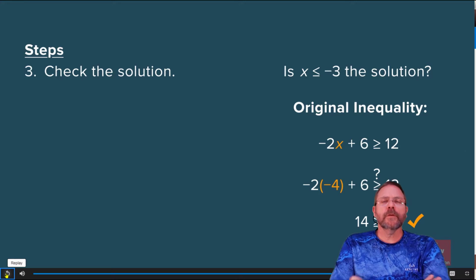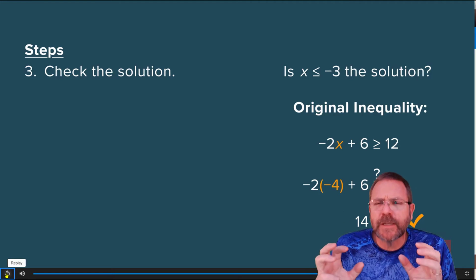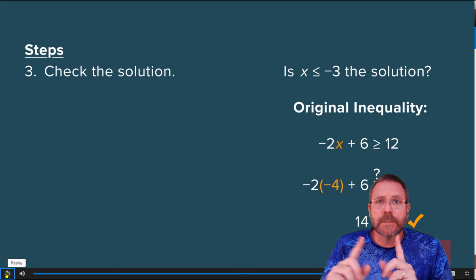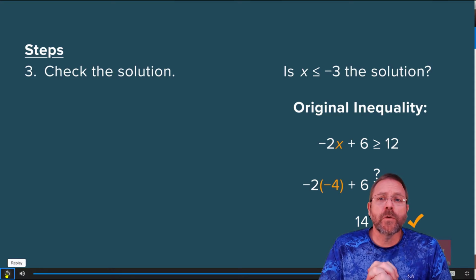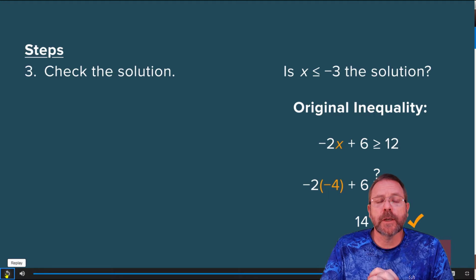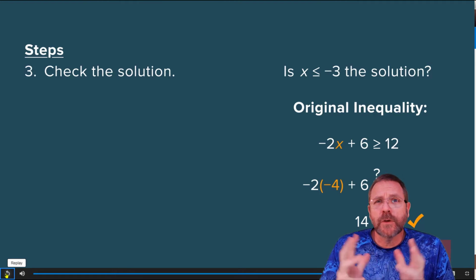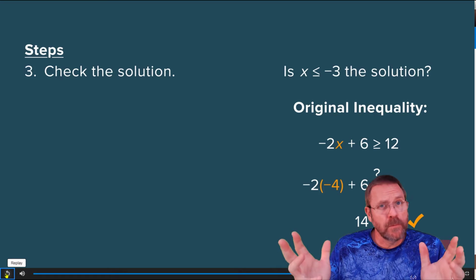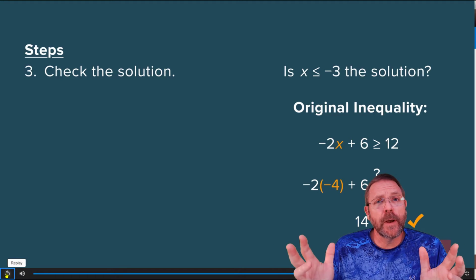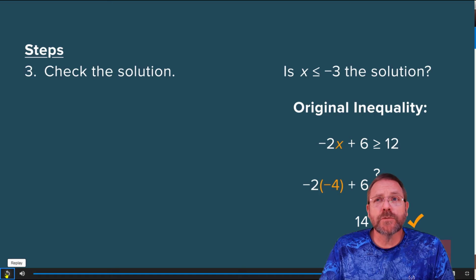Now, once again, they said it provides evidence that the solution is correct. It's not a guarantee. It's not like an equation where you know for sure the solution is correct when you check it. But it gives you a general idea, or tells you if it's wrong. If you know it's wrong, you need to go back and look at it. But if it suggests it's right, you're probably going to be okay.